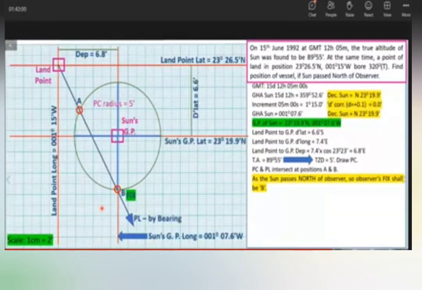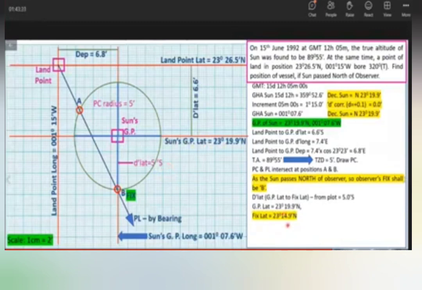Very good. Let's go. So B is the fix out here. And what do we see in this case? That B lies on the same meridian as the meridian of the GP. So in this diagram, what do we see? This is the D-lat of the fix from the latitude of GP, and it's exactly 5 minutes south. So therefore, the latitude of the fix becomes 23 degrees 14.9 minutes north.